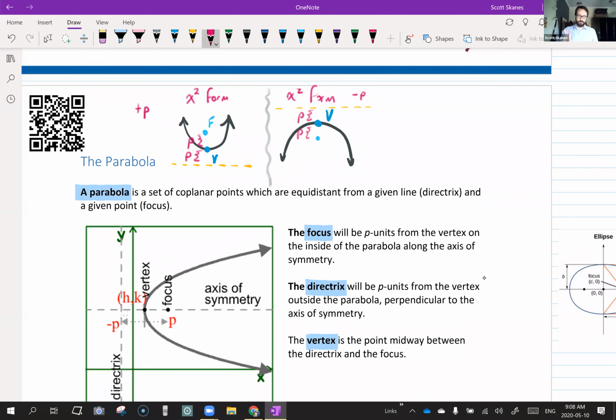There are two other ways we could move this curve. We can move it so it opens to the side that way or opens to the side this way. So I'm going to draw these. I recommend that you also draw them. They're just sketches. Let's say we have a curve going like this. This would be y squared form, positive p.